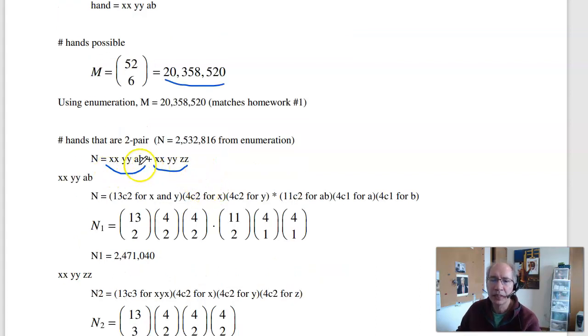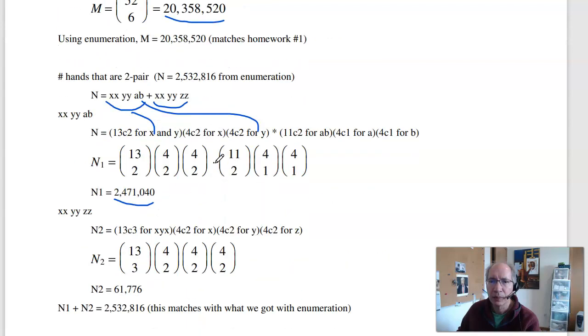Well, to get this combination, I have 13 face values. Pick 2 for x and y. 13, choose 2. Of the 4 x's, choose 2. Of the 4 y's, choose 2. That's this branch. Now for the AB's, there are 11 other values. Pick 2. Of the 4 A's, pick 1. 4 B's, pick 1. Multiply it all out, I get 2.4 million.